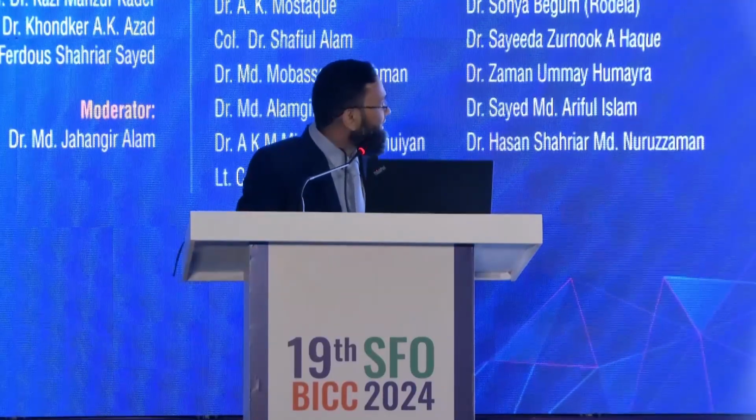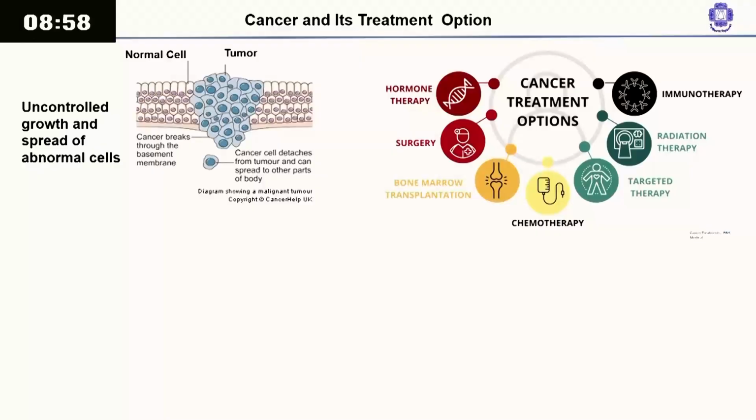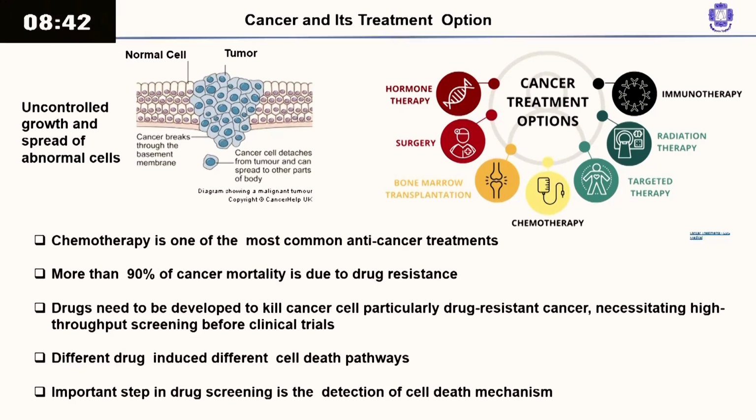Cancer is uncontrolled growth of abnormal cells, and there are several treatment options for cancer treatment, like hormone therapy, surgery, bone marrow transplantation, chemotherapy, targeted therapy, radiation therapy, immunotherapy, and so on. So chemotherapy is one of the most common anti-cancer drug treatments, and more than 90% of cancer mortality is due to drug resistance. Drugs need to be developed to kill the cancer cell, specifically the drug-resistant cancer cell.